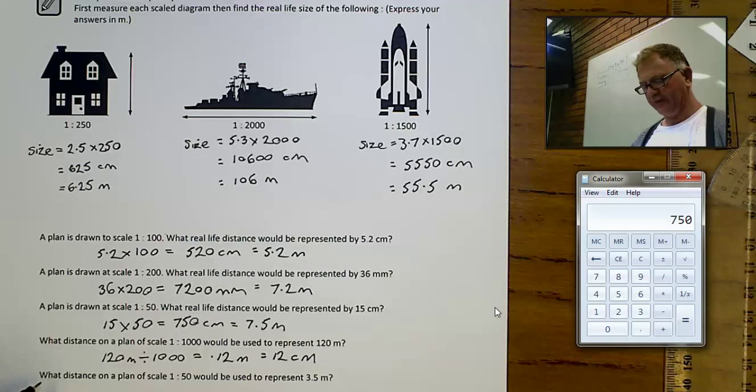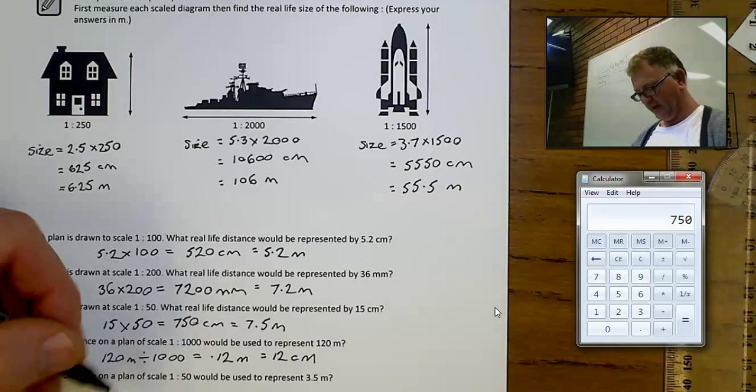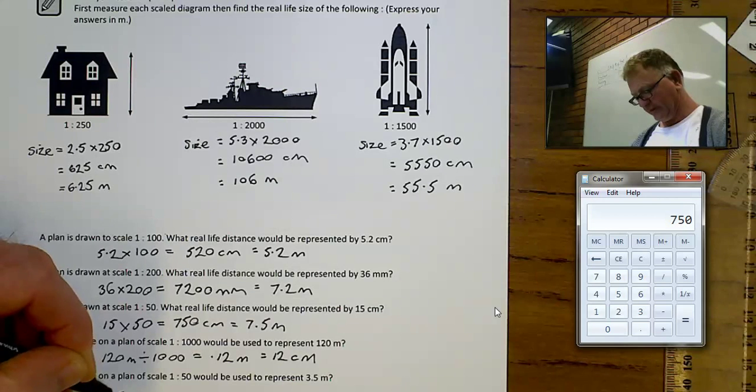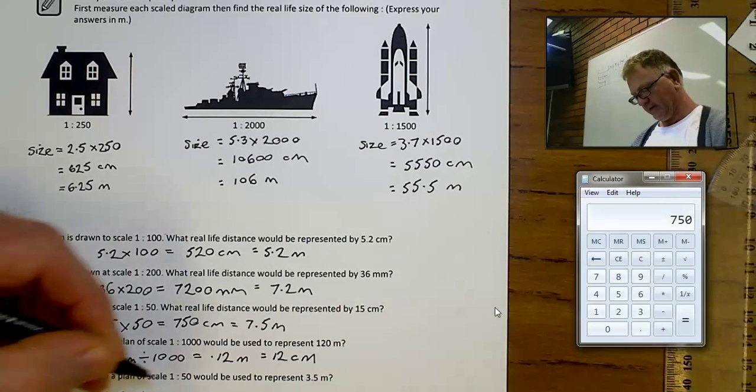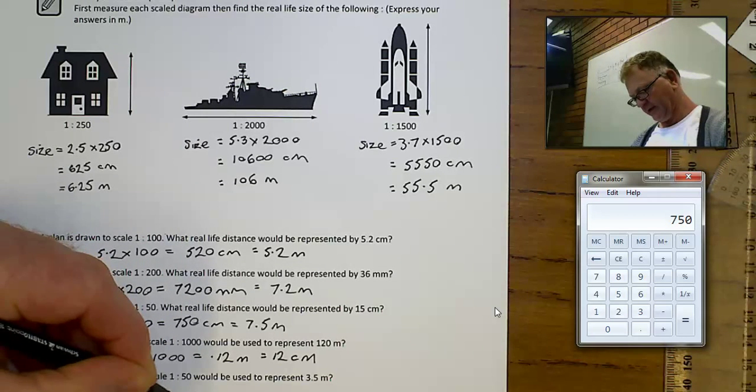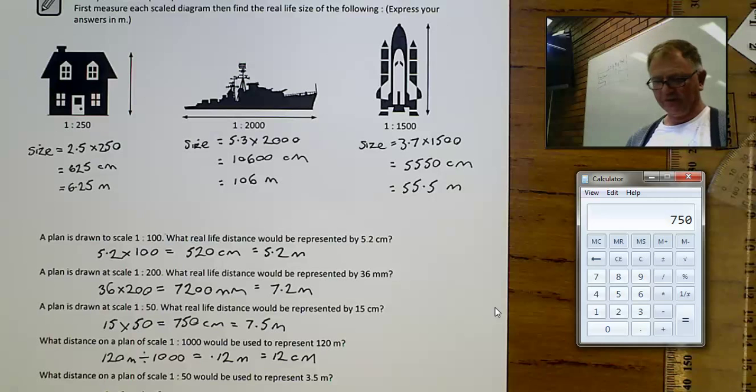What distance on a plan of scale 1 to 50 will be used to represent 3.5 metres real life size? The plan is showing things 50 times, everything is 50 times bigger in real life than it is on the plan. If you want the size of something on the plan, you want it 50 times smaller, or divide by 50. So 3.5 metres, divide by 50, and our answer will be in metres because that's the units. 3.5 divided by 50.